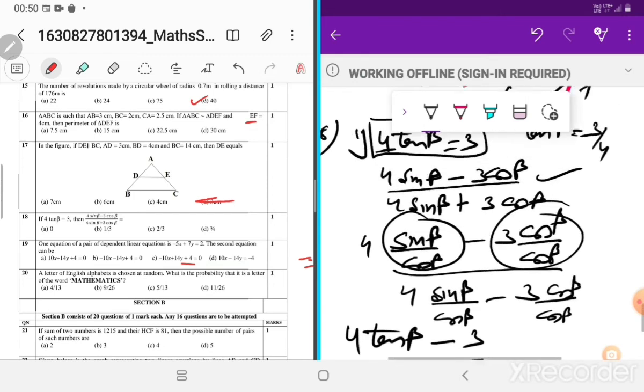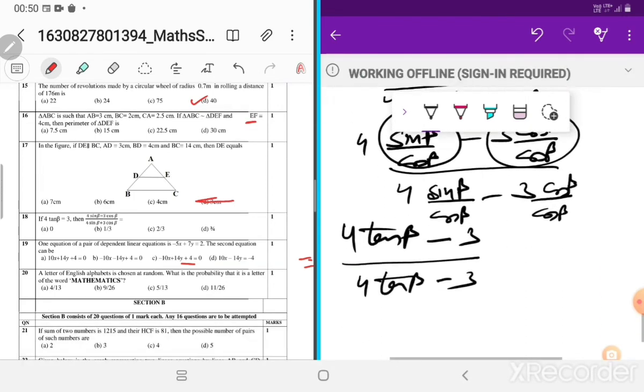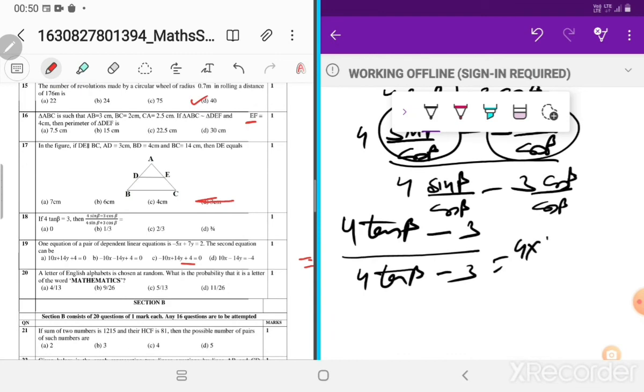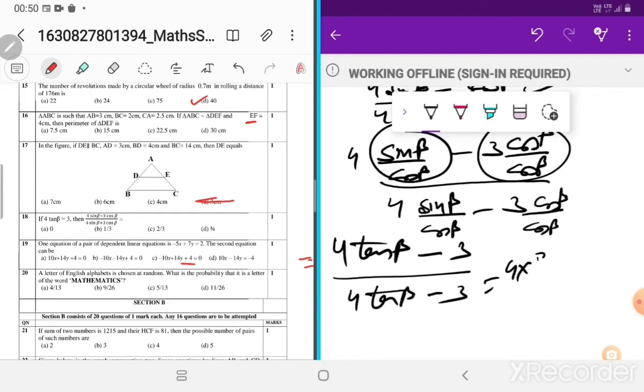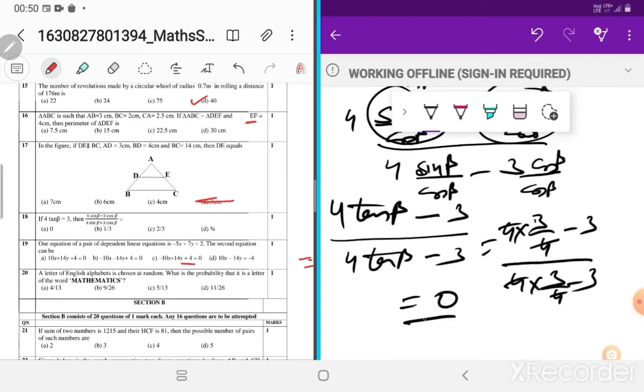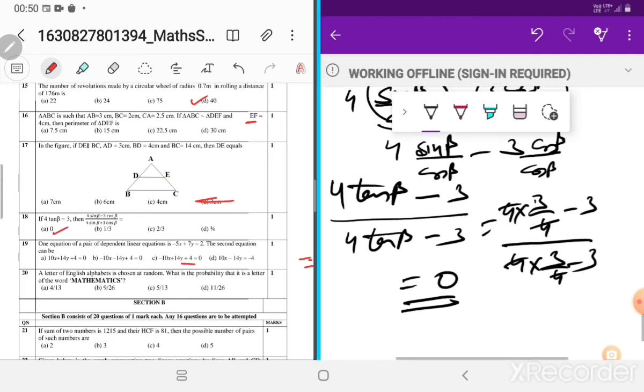So I know tan beta is 3 by 4. We can substitute this value here. So I got 4 into 3 by 4 minus 3. Again 4 into 3 by 4 minus 3. This 4 is cancelled with this 4. Only 3 minus 3. 3 minus 3 is 0. 0 upon 0 is 0. So you got your answer is 0 again. Got it? So now question number 19.